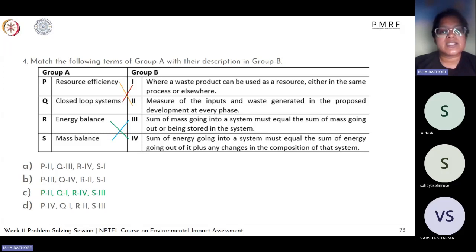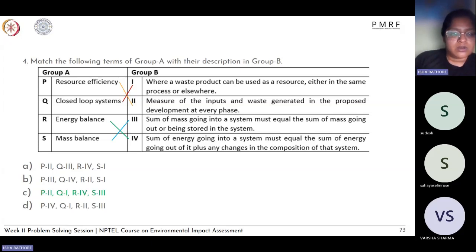Then energy balance is the sum of energy going into a system must be equal to the sum of energy going out of it plus any changes in the composition of that system. And so R matches with 4. And mass balance is the sum of mass going into a system must equal the sum of mass going out or being stored in that system. So S matches with 3. So the correct answer is C, that is P matches with 2, Q matches with 1, R matches with 4, and S matches with 3.